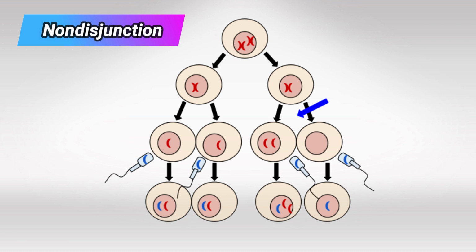And because this new fertilized egg has 3 copies of chromosome 21, every single cell in the newborn will also have 3 copies of chromosome 21. This kind of defect or error accounts for about 95% of cases of Down syndrome.